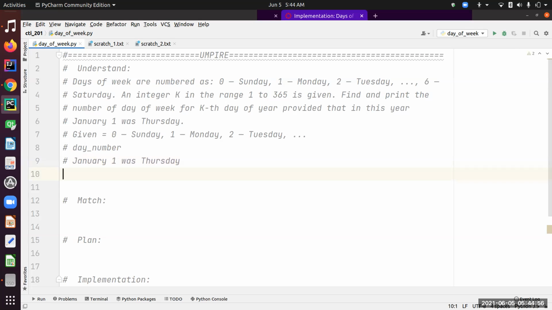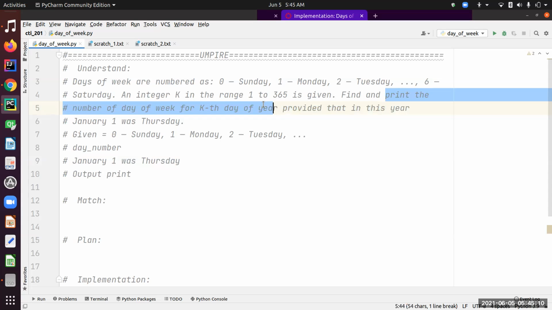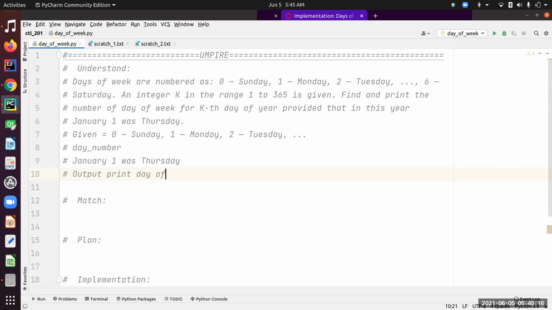All right. So the expectation, the output: basically, print the day of week of the day number.